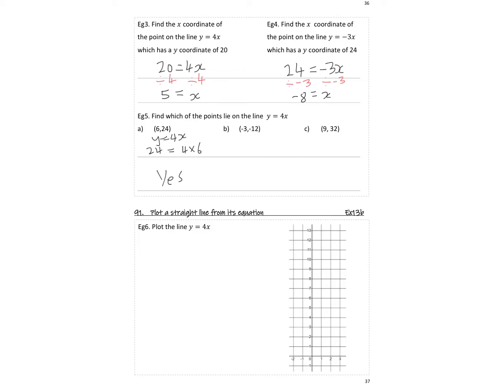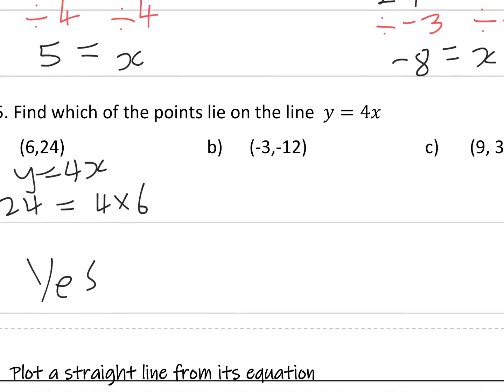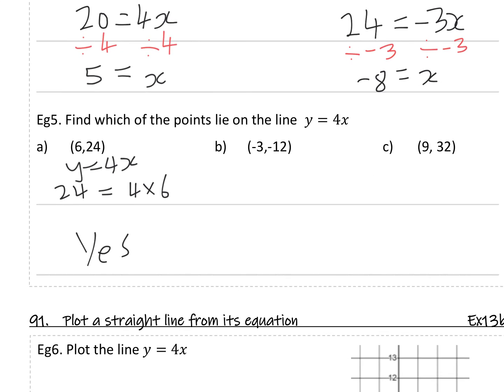What about the point (-3, -12)? Well, the y has to be 4 times the x value. Y is minus 12. X is minus 3. 4 times minus 3 is minus 12. So that is correct. That works. It satisfies the equation. So yes, it's on the line.